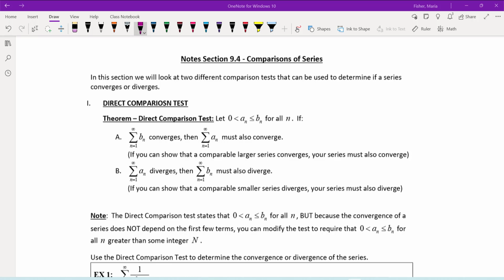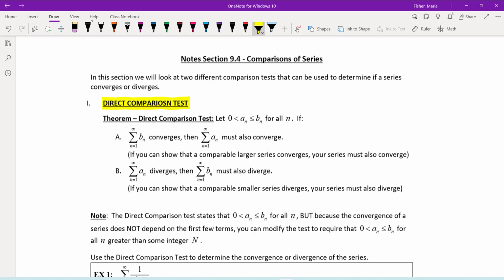Section 9.4 is comparisons of series. In this section, we're going to learn two new tests, the direct comparison test and the limit comparison test, that can be used to determine if a series converges or diverges. Let's start by looking at the direct comparison test.